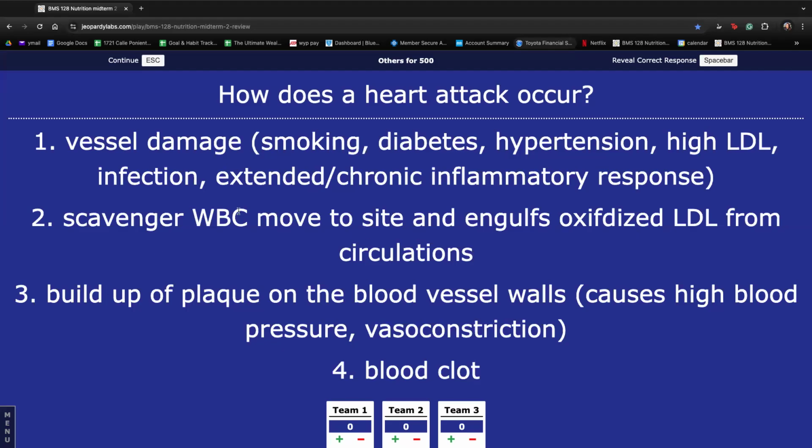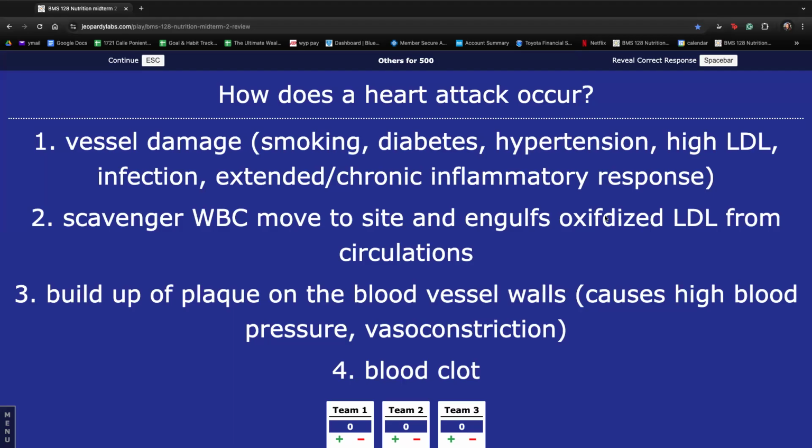And the buildup of plaque is sometimes excessive cholesterol. And then when there is an injury, all of the white blood cells accumulate there to try to fix it. And it engulfs the oxidized. Oh, I spelled that wrong. But you guys know how to spell oxidized, I hope. The oxidized LDLs from the circulation all accumulate and create the plaque.